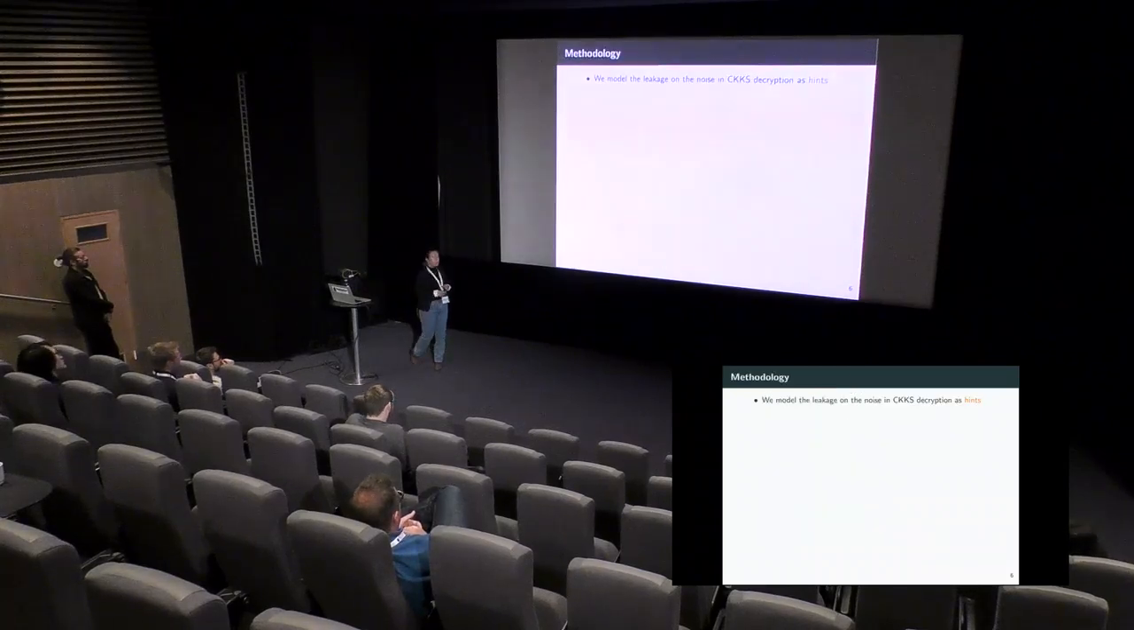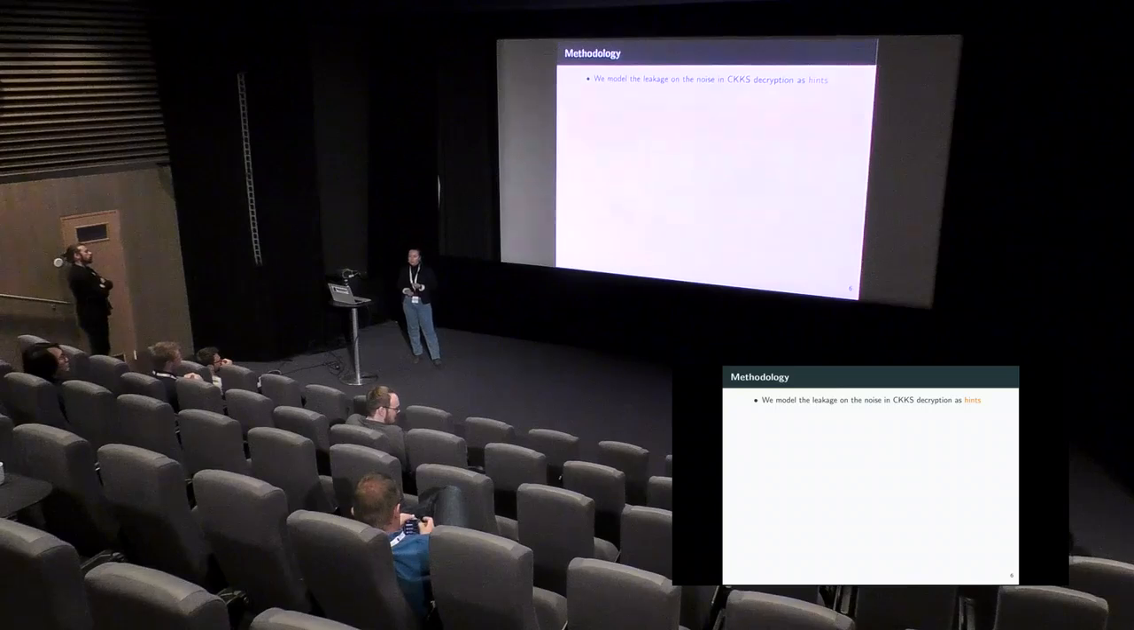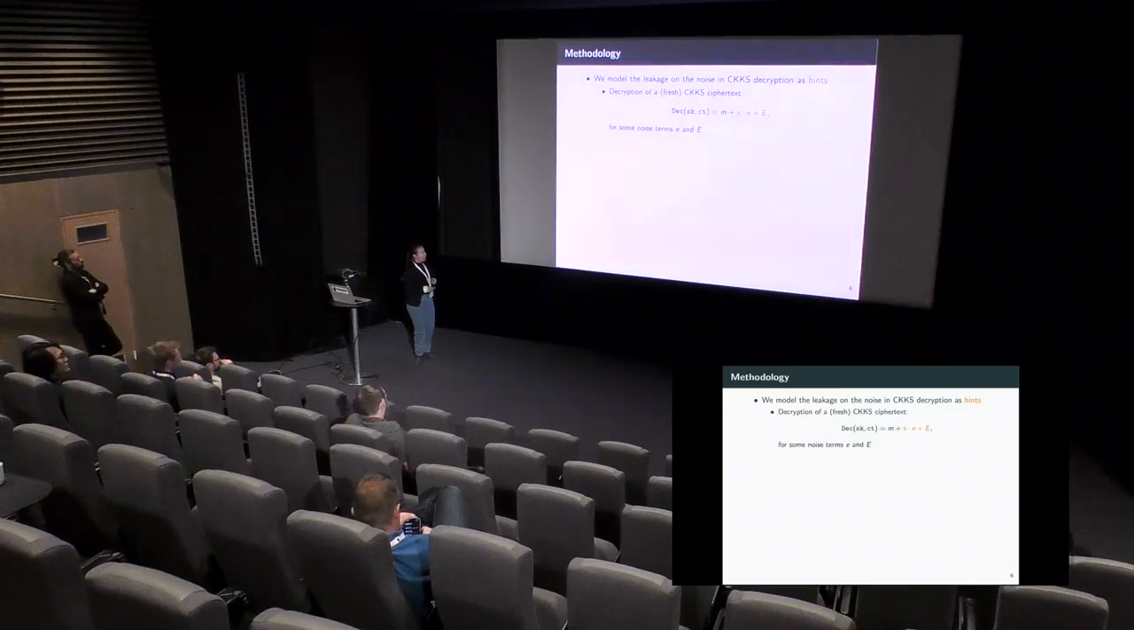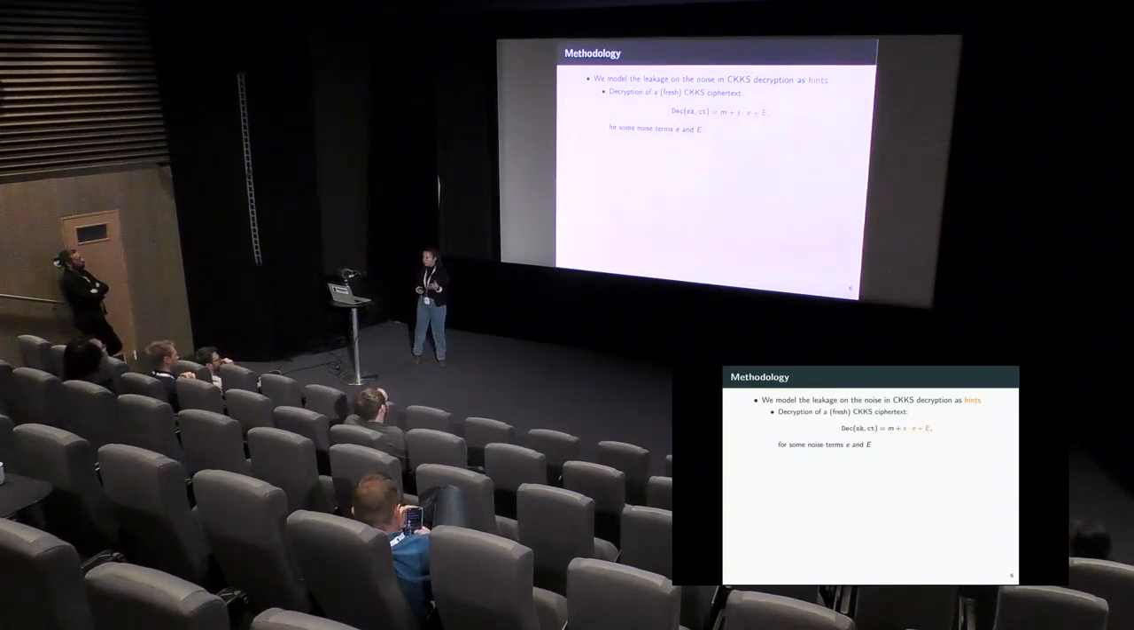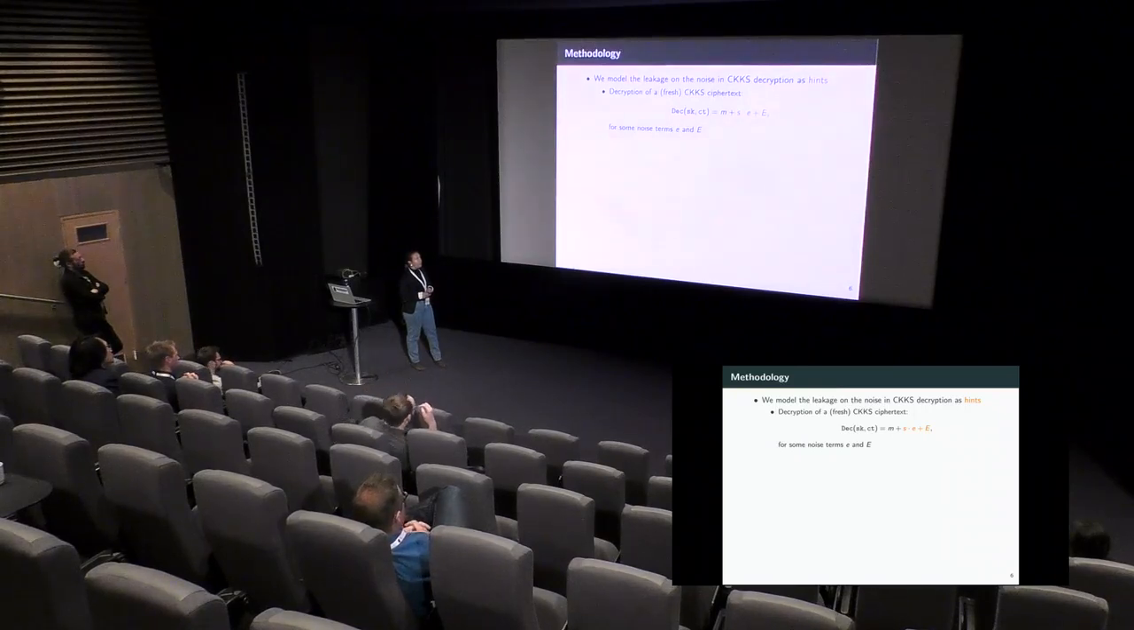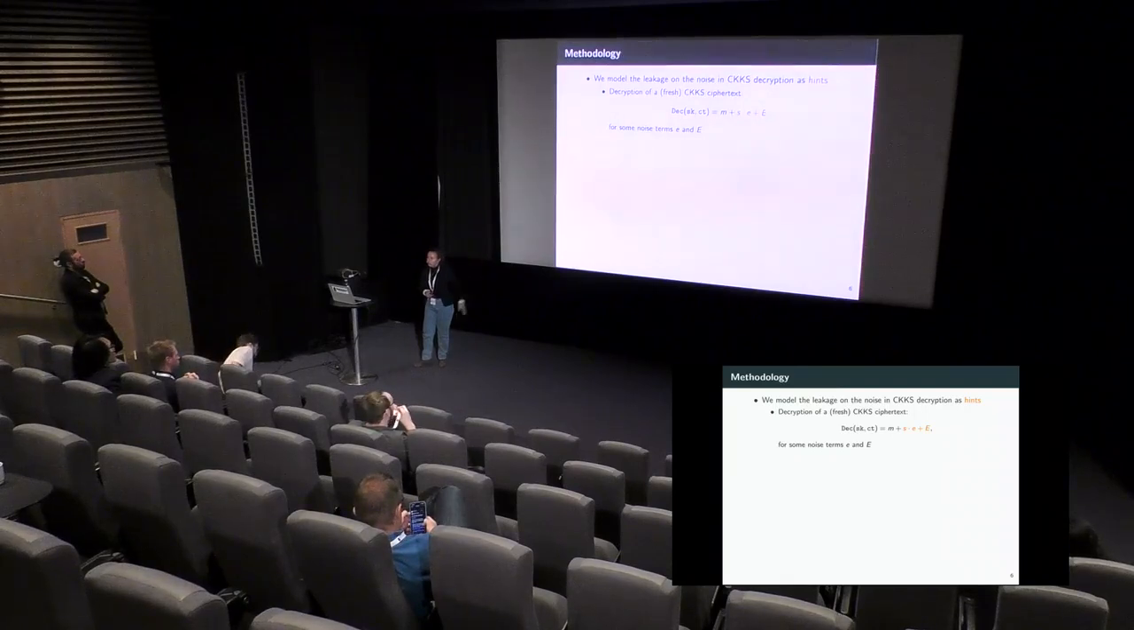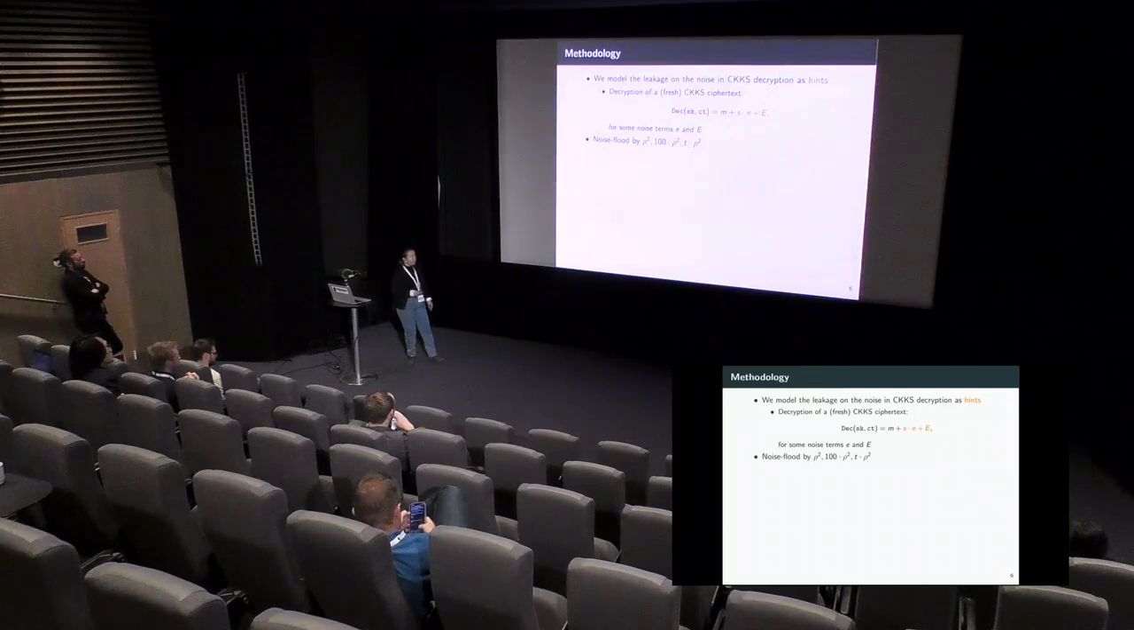For the methodology, we model the leakage that we have on the noise in CKKS decryption as hints. If you're not familiar with the CKKS scheme, this is a simplified, high-level view. The decryption of a fresh CKKS ciphertext looks like this: you have the message M, and then some product between S and some noise E, to which you're adding some other noise E. You can see how this is like an approximate hint, right? For ciphertexts that you've computed on, it looks a little bit different, but the idea is there.